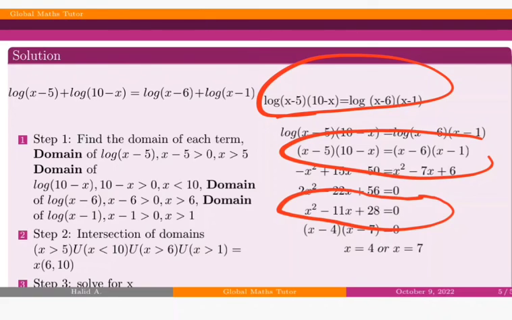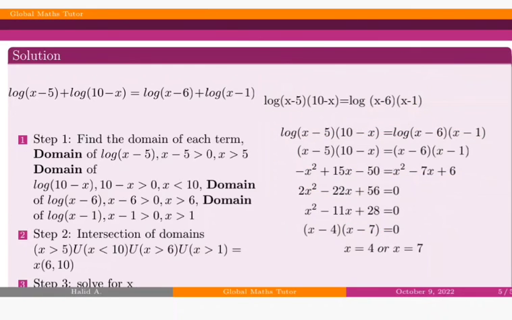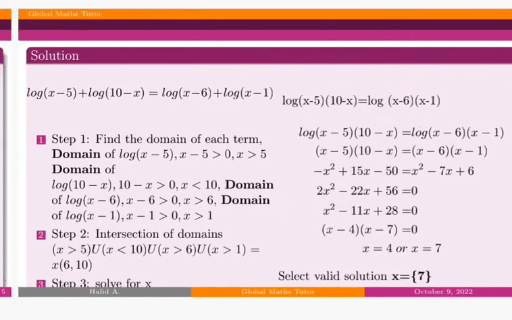Then the last thing we need to do after solving for the value of x is checking if these values of x are valid or not. To check validity, we will check the domain from our step 2. In step 2, we know that our domain is 6 to 10. The value of x must be between these numbers. So 4 is not between 6 and 10, so this is an invalid solution. The only valid solution is x equal to 7.